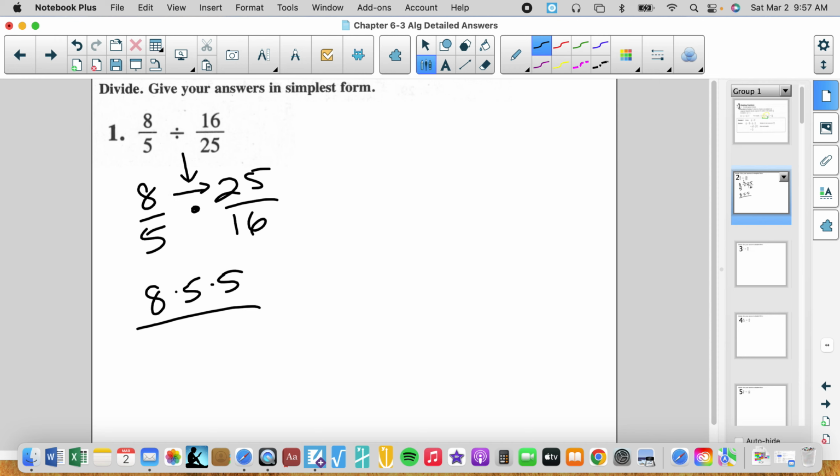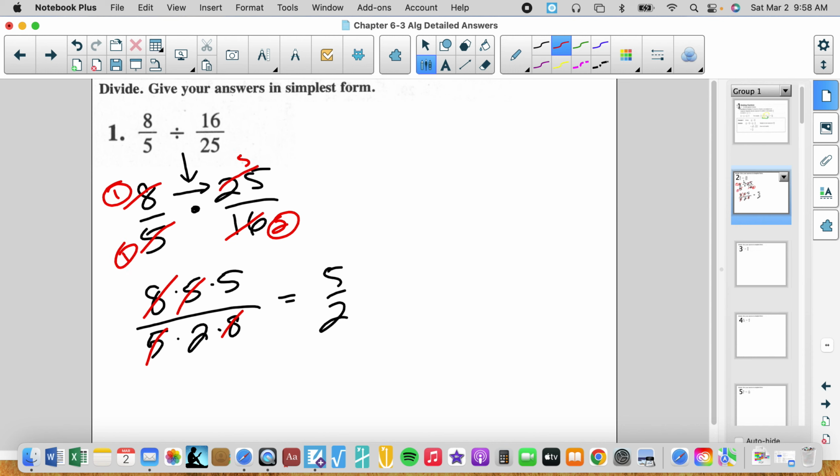We're going to put those. This is a form of cross-canceling that we're doing here. Let's do 2 and 8. We're finding common factors, 8, 5, and that leaves us with 5/2. You could have just done it straight up from here. You could see that 8 goes into 16 twice, 5 goes into 25 5 times.